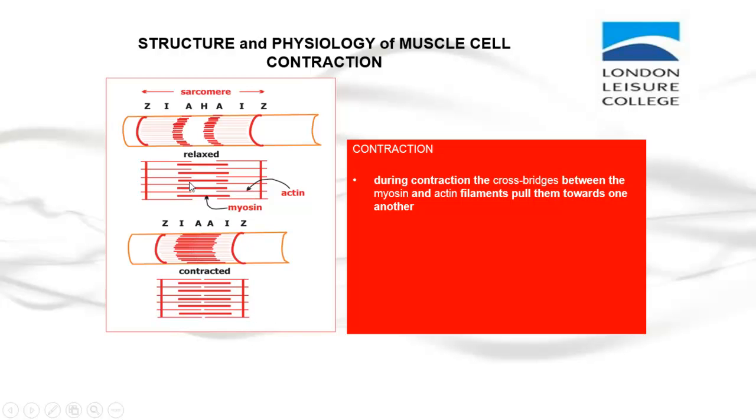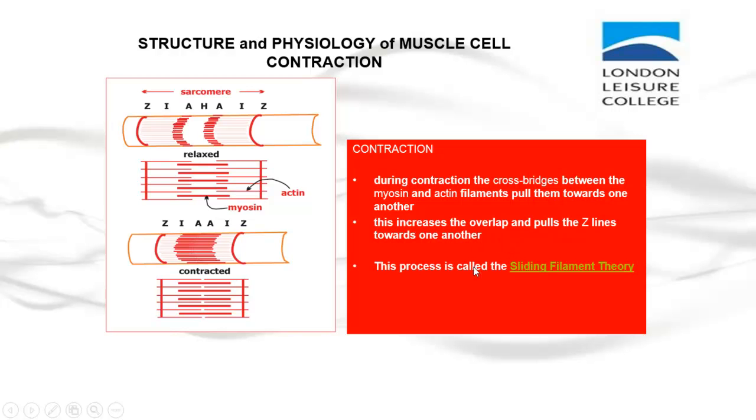So when it's being pulled towards each other, this increases the overlap and pulls the Z lines towards one another. And this process is called the sliding filament theory. So let's have a look and see if we can explain this in slightly better detail for you.